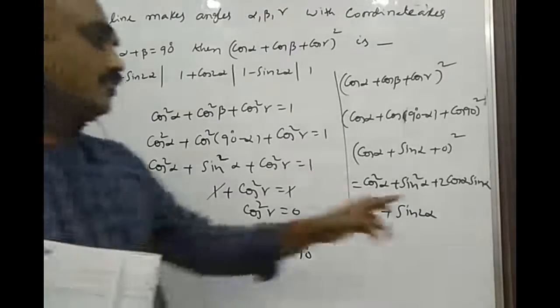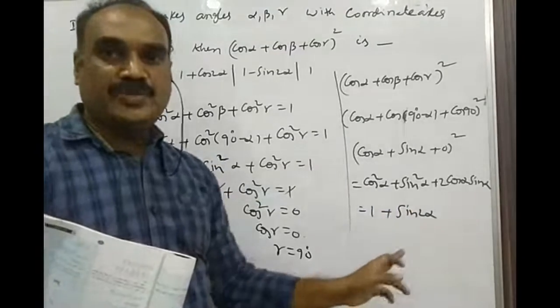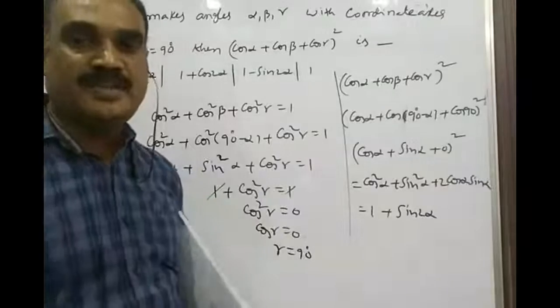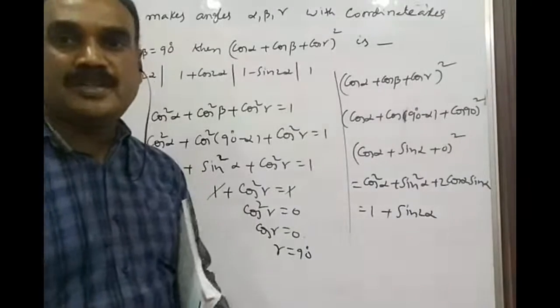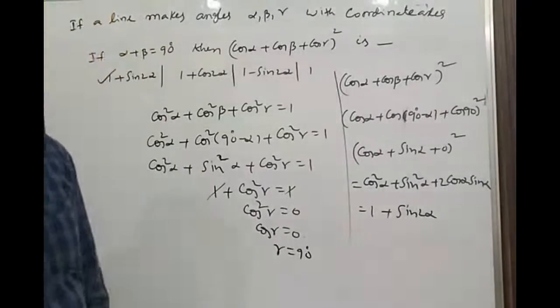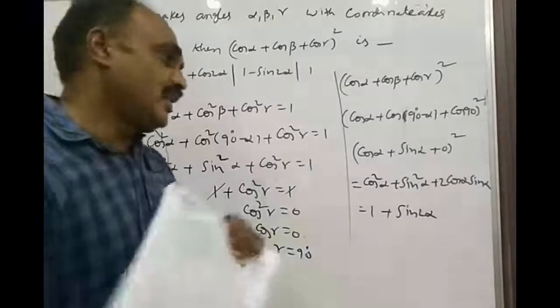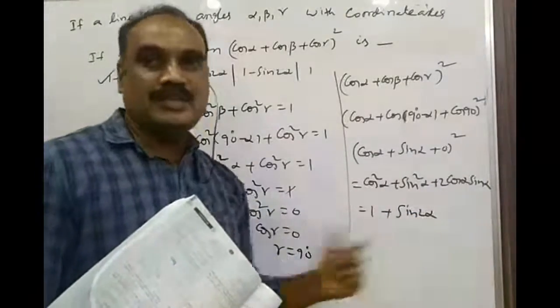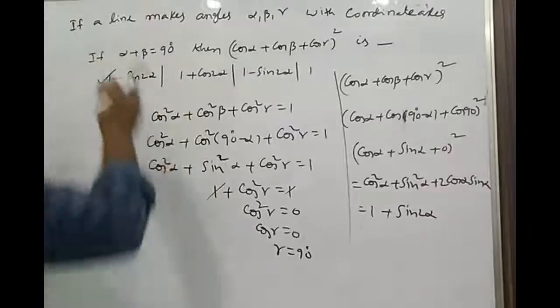Friends, 2 cos a sin a has the formula sin 2a. Sin of (a plus b) is equal to sin a cos b plus cos a sin b. Substitute in the formula b is equal to a: sin 2a is equal to 2 sin a cos a. Friends, 2 sin alpha cos alpha is sin 2 alpha. Okay, friends, next problem.